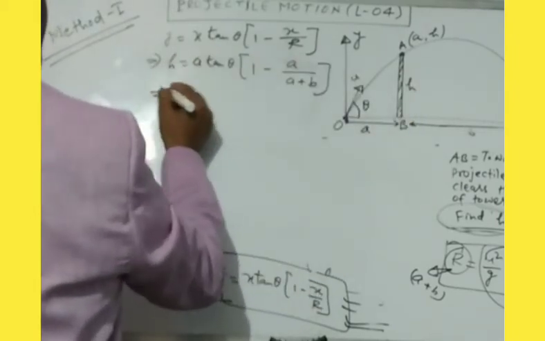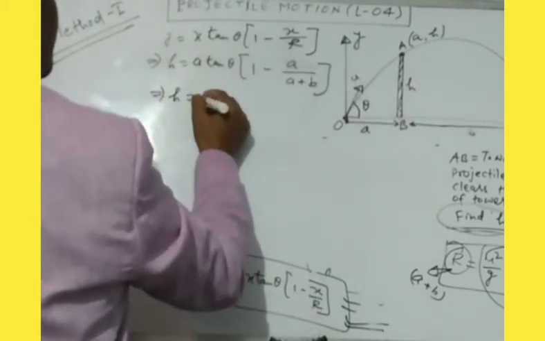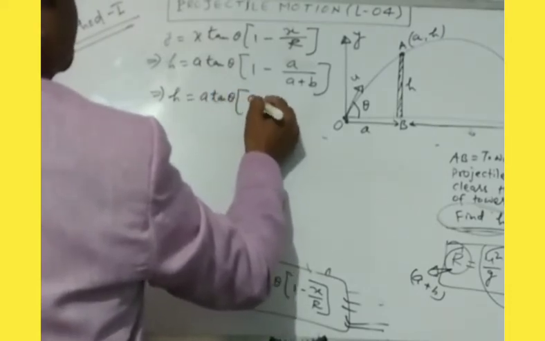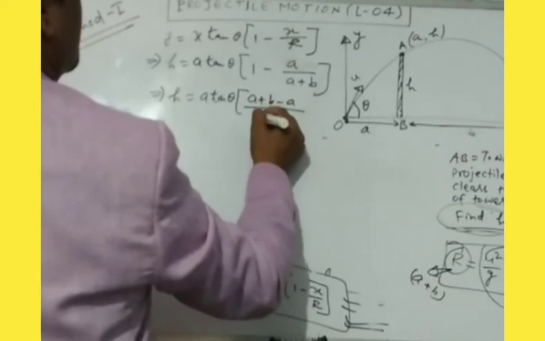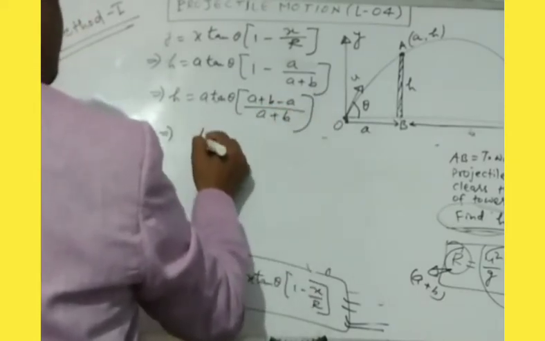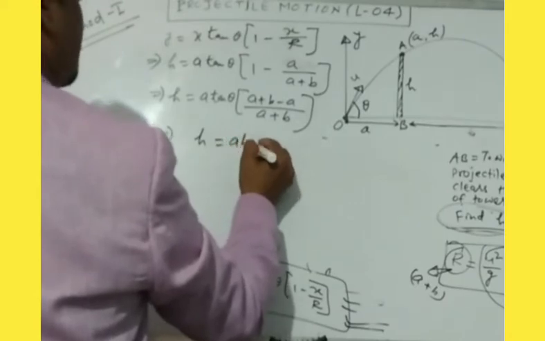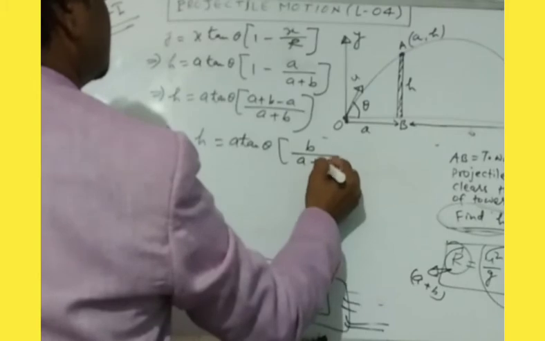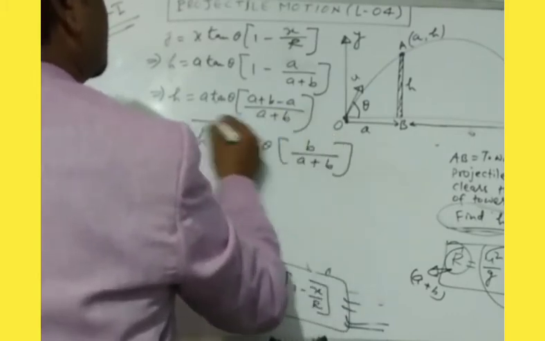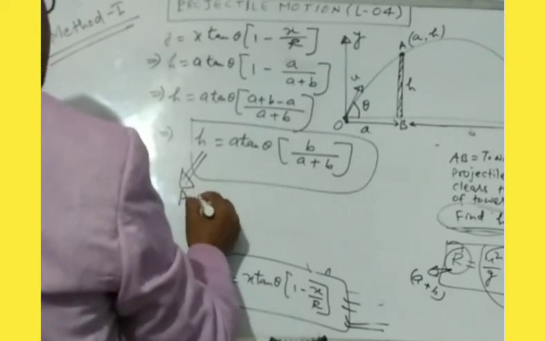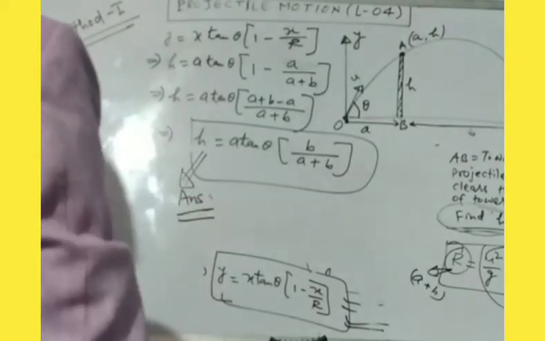So you will find the value of h in this way, that is a tan theta times (a plus b minus a) upon (a plus b), which will ultimately give you h equal to a tan theta times b upon (a plus b). So this is the value of h and this is your final answer also. Okay dear.